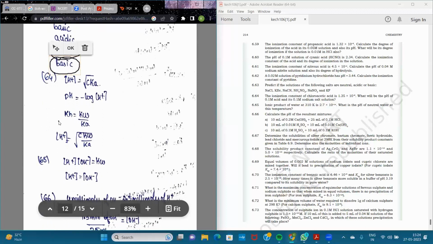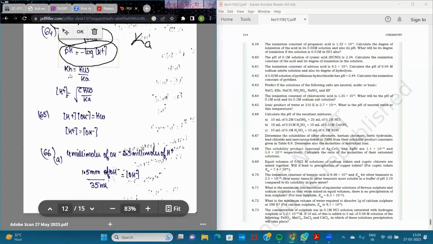64th question. The ionization constant of fluoroacetic acid is 1.35 into 10 power minus 8. Here alpha is very small. What would be the pH of 0.1 molar acid and 0.1 molar sodium salt solution? Concentration of H plus is C alpha, and Ka is C alpha square. From this, we can directly write the relation of H plus concentration and Ka as root over C Ka, and from this, we can get the pH value.